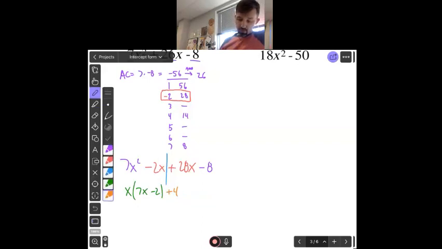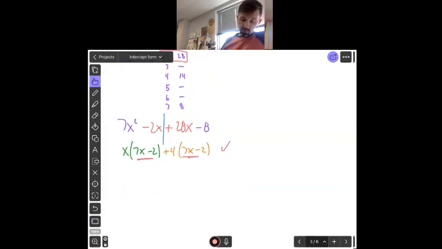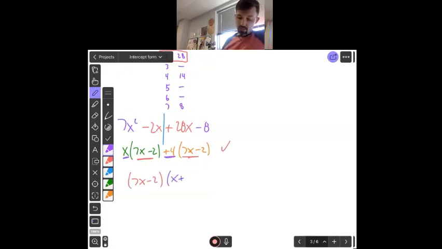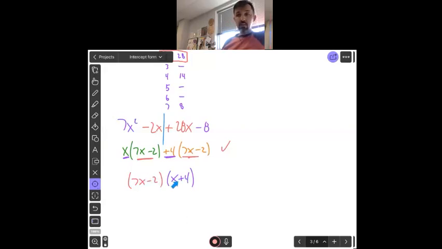4 times 7x and 4 times negative 2. These are the same, so we got that built-in check. So those 7x minus 2's come together, and then our leftovers come together, x plus 4. Once you have it broken into the 2 sets of parentheses, you go back inside. Do these have anything in common? Do these have anything in common? No to both of those. Do I have any squares? No to that question. Okay, so I should be done.